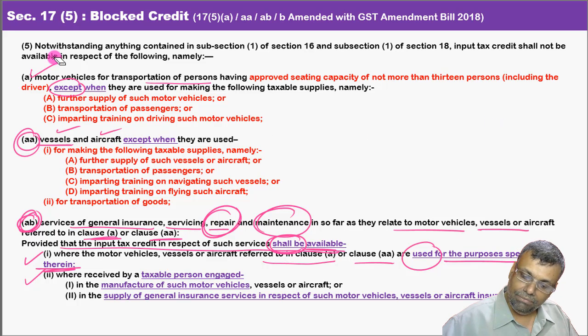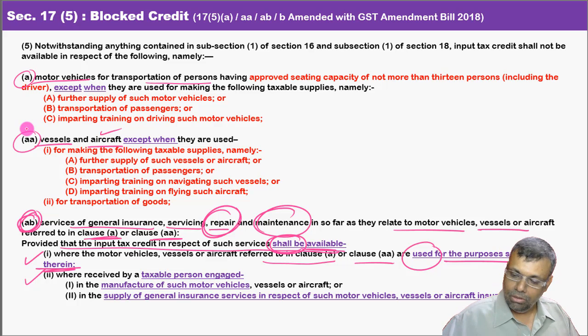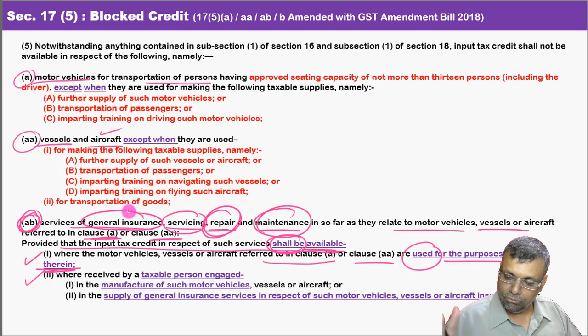Okay, that if there is any vehicle, vessels, motor vehicle, vessels, aircrafts in the above clause, that is A or AA, if they are covered by the exceptions, that means if they are eligible for the input tax credit, even the general insurance, repair, servicing, etc. will be eligible. And if the vehicle itself is not eligible for input tax credit, then repairs of that particular vehicle also will not be eligible for the purpose of input tax credit. So whatever will be the treatment of the vehicle will be the same treatment for servicing, repair, maintenance and the general insurance. Okay. However, there is one more extra clarification.